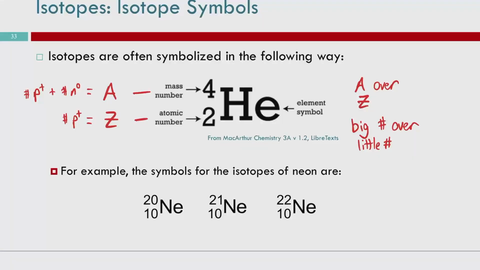So we've got isotopes for neon as well. We've got 20 over 10 Ne, 21 over 10 Ne, 22 over 10 Ne, and those have different numbers of neutrons. Another fun thing that we can do is calculate the number of neutrons. And it's actually really easy if we've got things written out in this way, where we've got big number over little number. All we're going to do is subtraction.